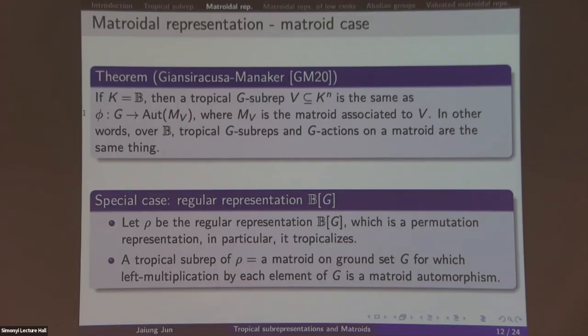So in this case, because you don't have any scalar, the evaluated matroid is going to be just a matroid. Over B, tropical subrepresentations and group actions on a matroid are going to be the same thing. And a special case of the monomial representation that one can consider is the regular representation, which is a permutation representation. So it tropicalizes, and with this fixed regular representation as your fixed linear representation, any tropical subrepresentation is going to be a matroid on a ground set for which left multiplication by an element of G is a matroid automorphism.